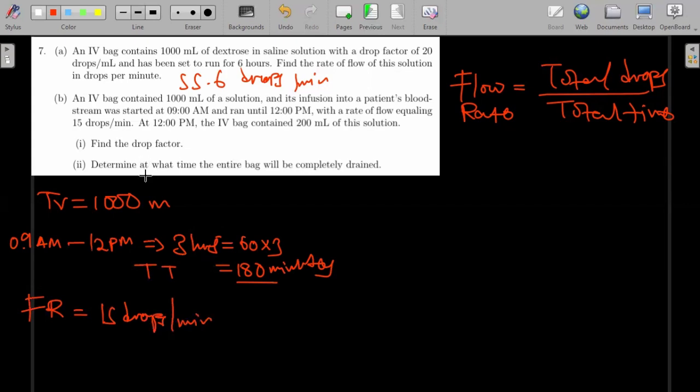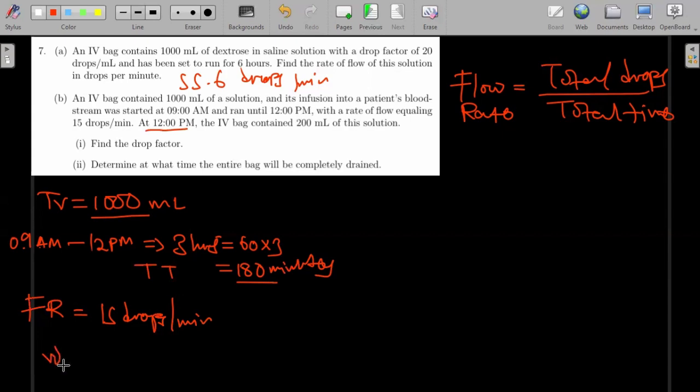And then they're saying this was at the start. So at the start, the bag contained 1,000 milliliters. This was at 9 a.m. And then at the end, at 12 p.m., they're saying the IV bag contained 200 milliliters. So it means some of the volume has been used.